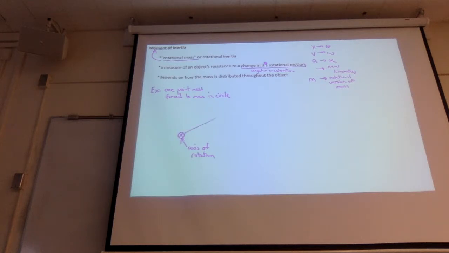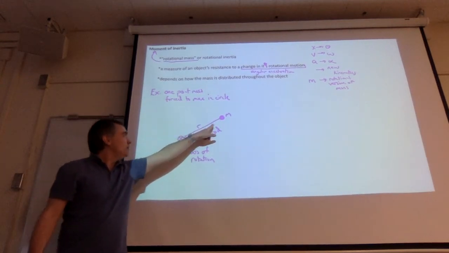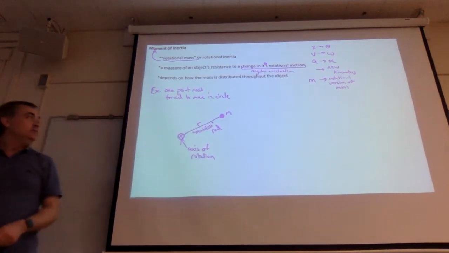So let's say that out here somewhere is a mass. And it's connected to this axis of rotation a distance r away by what we're going to say is a massless rod. By massless, I just mean that its mass is really, really low compared to the mass itself. Okay, like it doesn't really impact the problem.